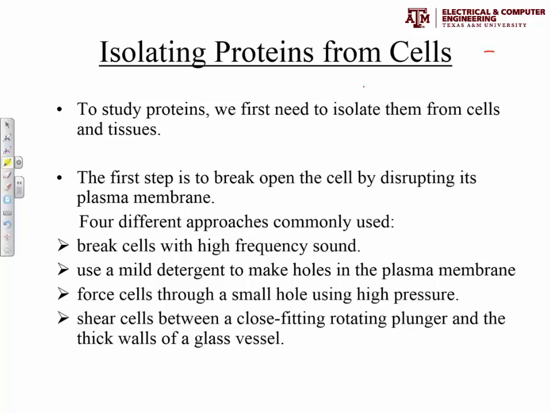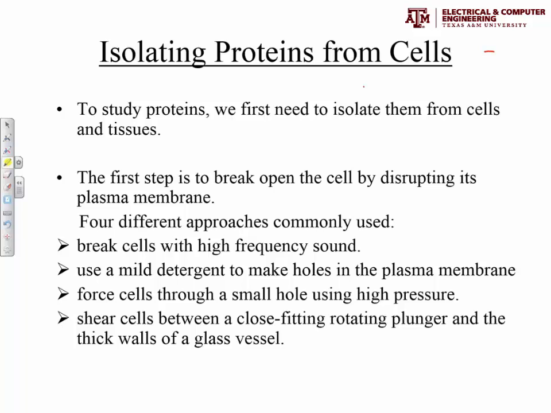The first one is to break cells with high frequency sound. Then use a mild detergent to make holes in the plasma membrane, right? That'll happen because the cell membrane is made of lipid. If you have grease on your plate, how do you get rid of that? You basically put some soap onto that, right? So if you use a detergent, you probably will make holes in the plasma membrane. Another one is to force cells through a small hole using high pressure. So that's a mechanical procedure. You'll rupture the cell membrane, right?